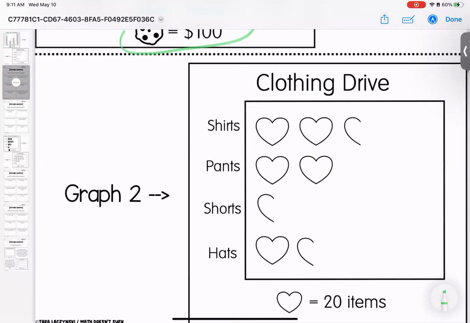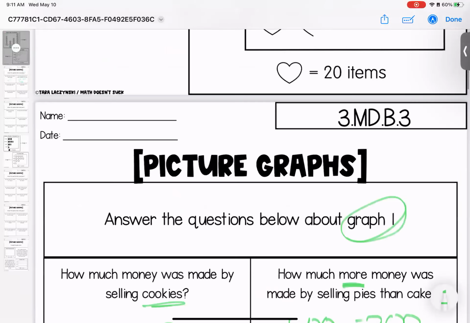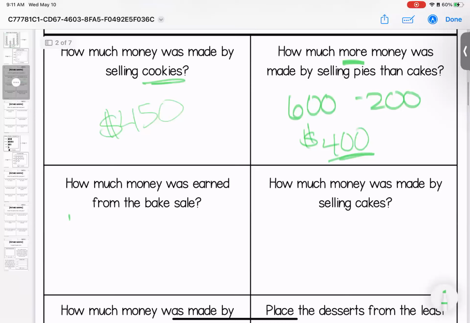How much money was earned from the bake sale? So we need to look at all of them. So we have 450, 200, 350, 600. I can do these in pairs. I can stack them up, totally up to you. It depends on which way works for you.